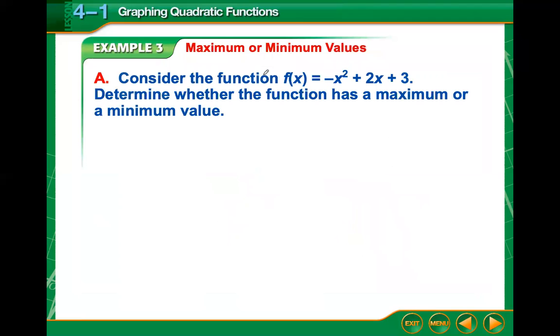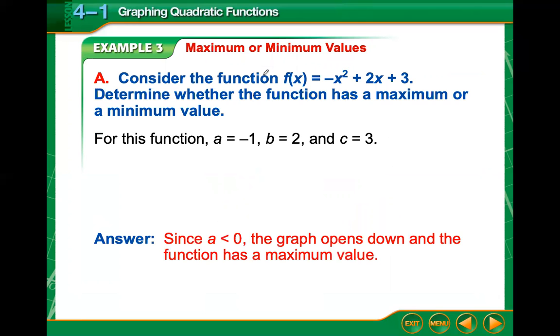So considering the function f of x equals -x squared plus 2x plus 3, determine whether the function has a minimum value, min or max. So we're literally going to look at our a value, and since it says -x squared, we know it's negative. Because it's negative, we know it opens downward and looks like this, so we have a high point, which is a max.